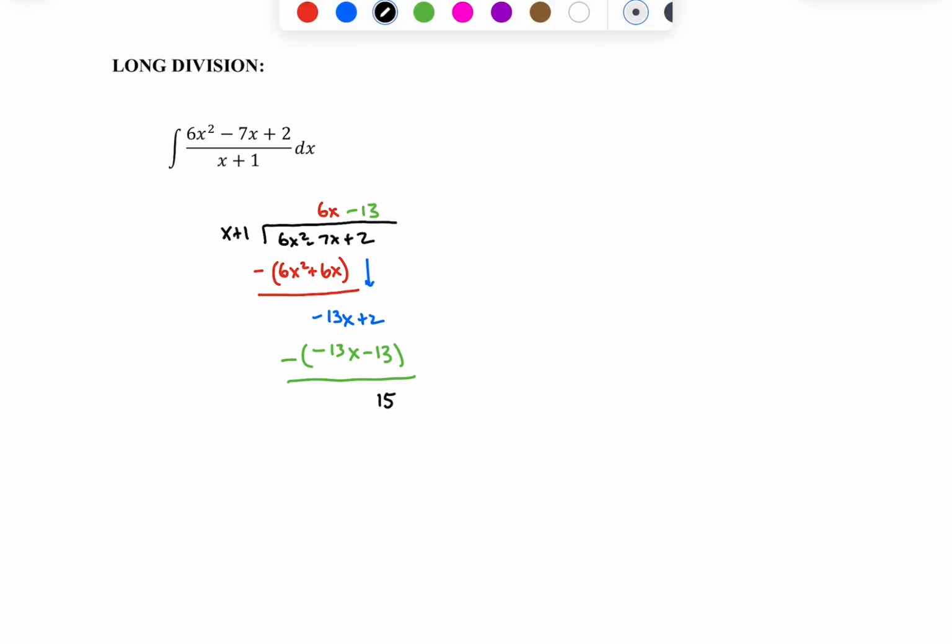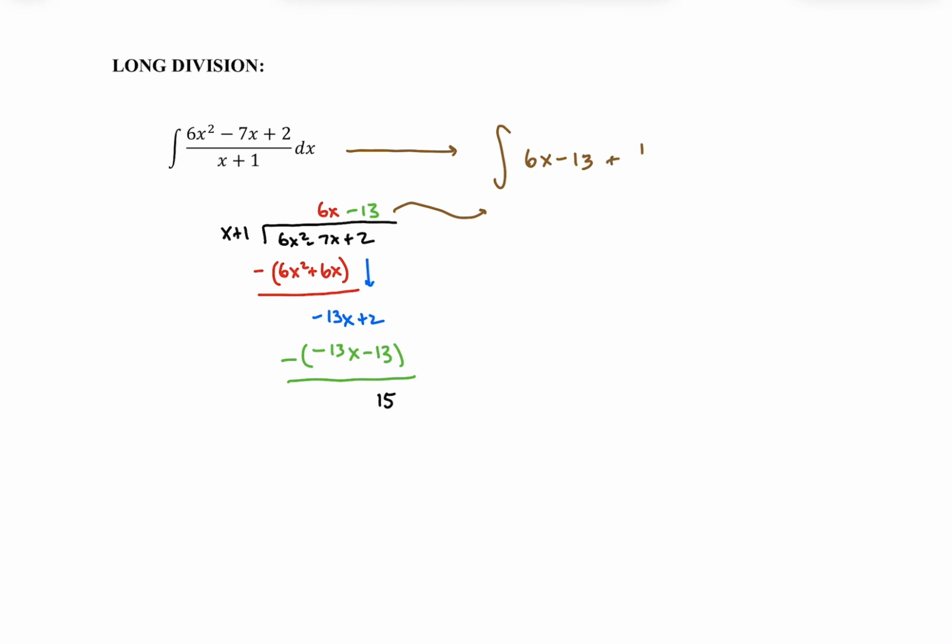All right, so what this means is that we can rewrite this fraction inside this integrand. We can rewrite this as 6x minus 13, which is what we get from our work here. And then you have a remainder of 15, so plus 15, divided by our x plus 1.